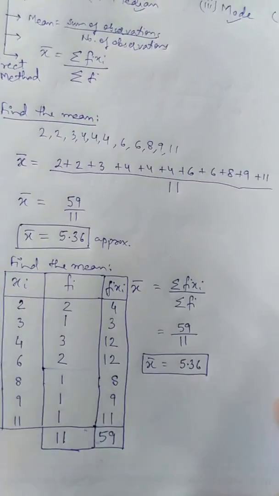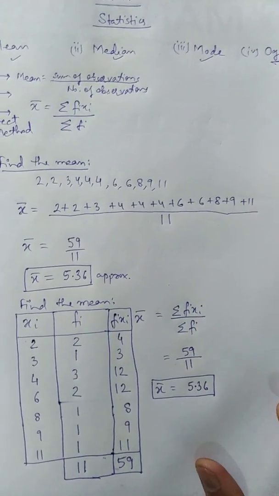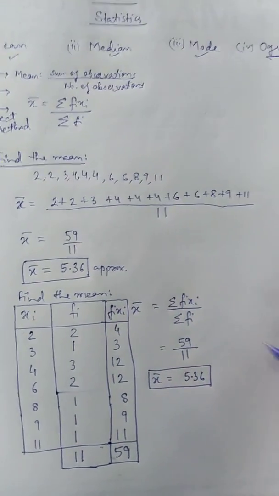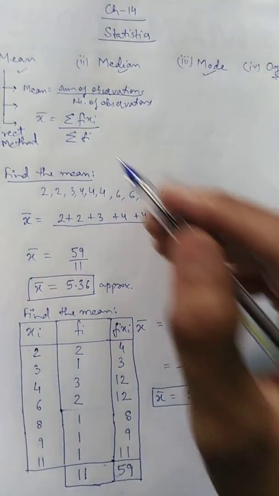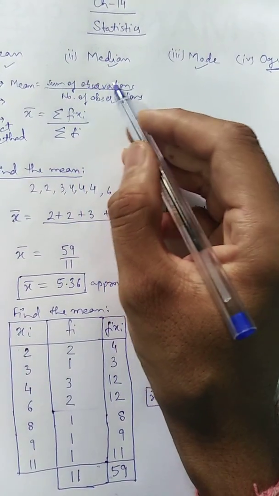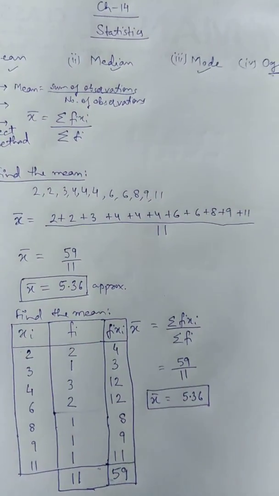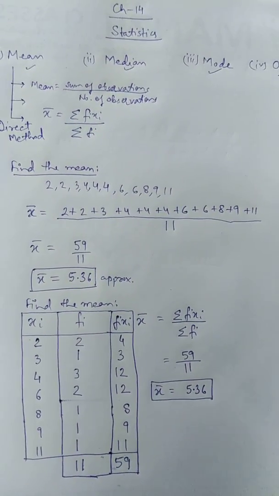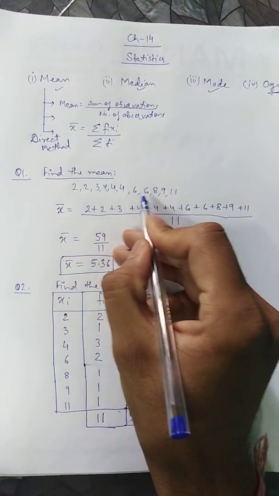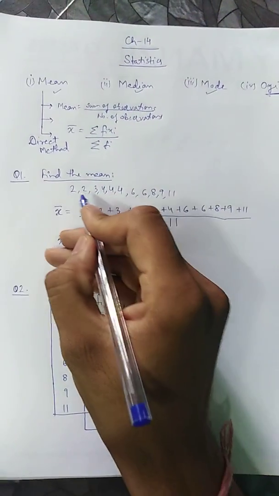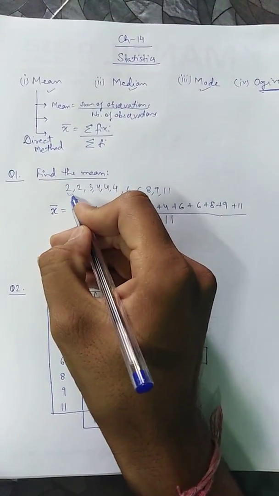So here we need to understand one thing, that this method, sigma fi xi upon sigma fi, is derived from the very first method that we have learned: sum of all observations upon number of observations. Now let's understand how it works. Since we had to add all these observations, we have added them in several groups.